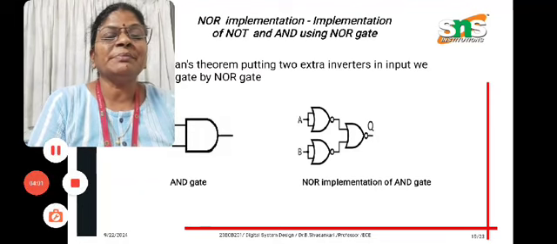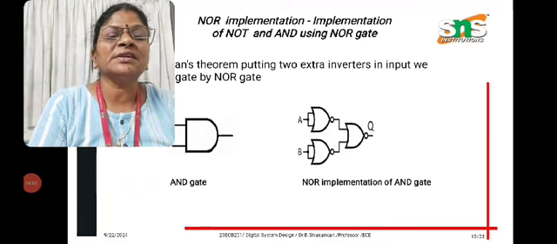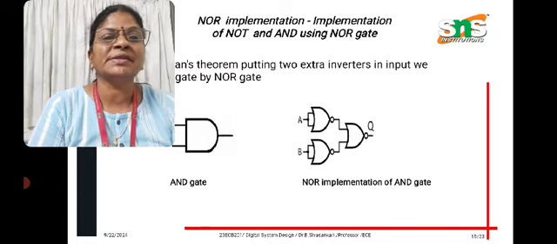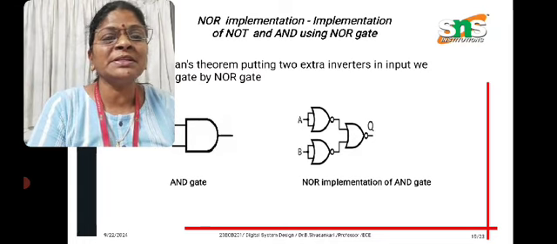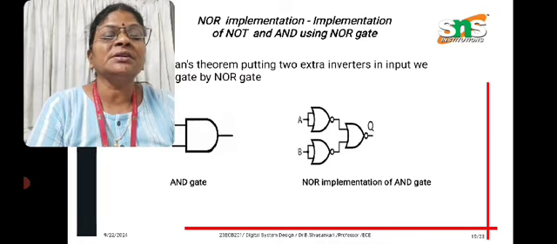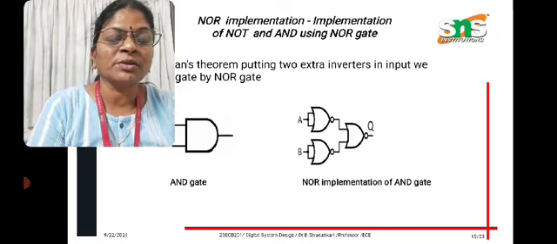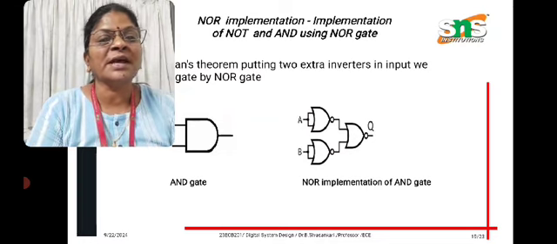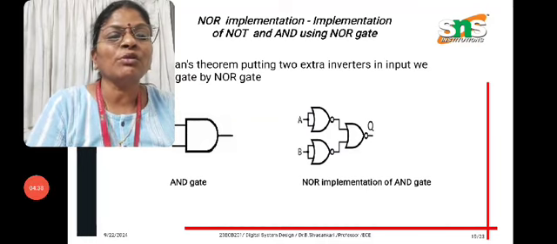So the NOR implementation of NOT and AND using NOR gates. Here, by De Morgan's theorem, putting two extra inverters at the input, the NAND gate is replaced by a NOR gate. So here you can see the AND gate. The NOR implementation of the AND gate: we are using NOR gates connected together, two NOR gates given to a NOR gate. So instead of the AND gates, we are replacing them with NOR gates. The AND gate output is received the same in this equivalent NOR implementation of the AND gate.